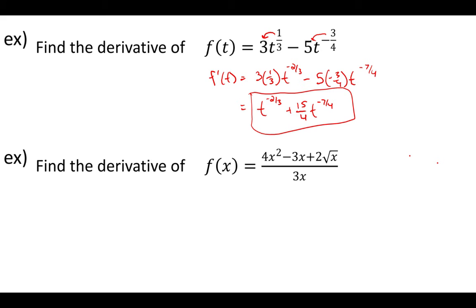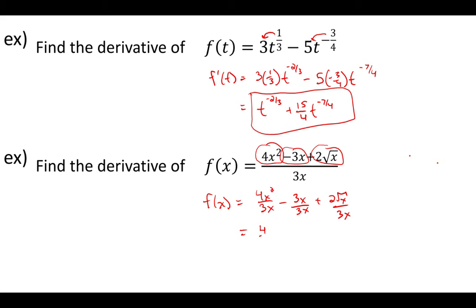So all we're going to do, since all of these top terms have the same denominator, we're simply just going to split them up. So we're going to rewrite this function as f of x equals 4x squared over 3x minus 3x over 3x plus 2 radical x over 3x. So they all share that denominator. We then are just going to reduce them before we even try to do a derivative.